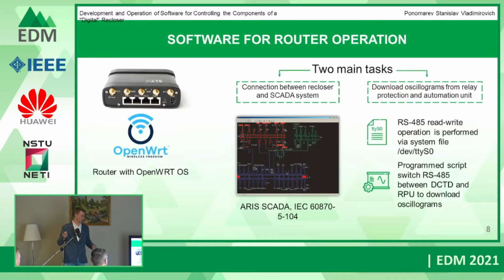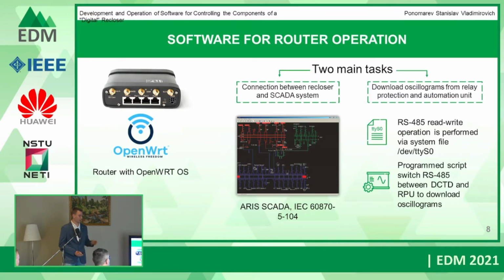Let's move on. The device that I talked about is connected to the router, and this router works with the OpenWrt operating system with a Linux kernel. It was programmed to solve two main tasks. The first one is connection with the upper level systems, that is the SCADA system. For example, on this slide, it's the Iris SCADA with the 104 protocol. And the second task is downloading oscillograms from a relay protection unit. It is so important for the relay protection service, and I will tell you about it in the next slide.